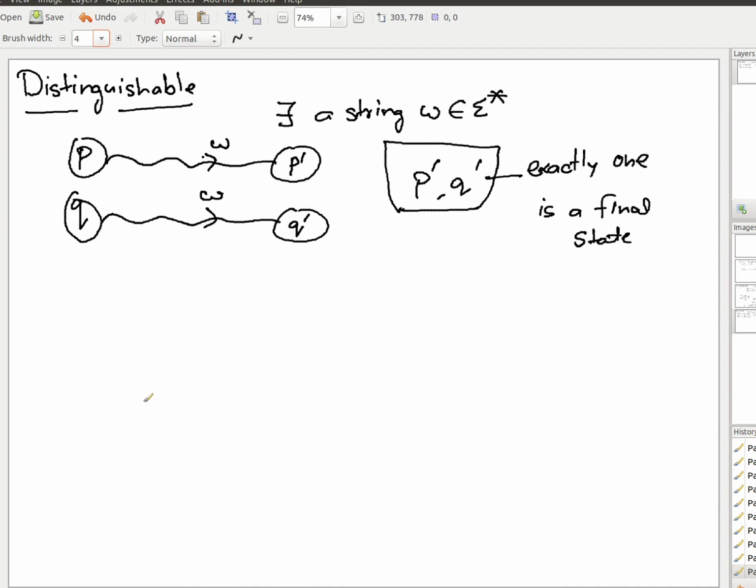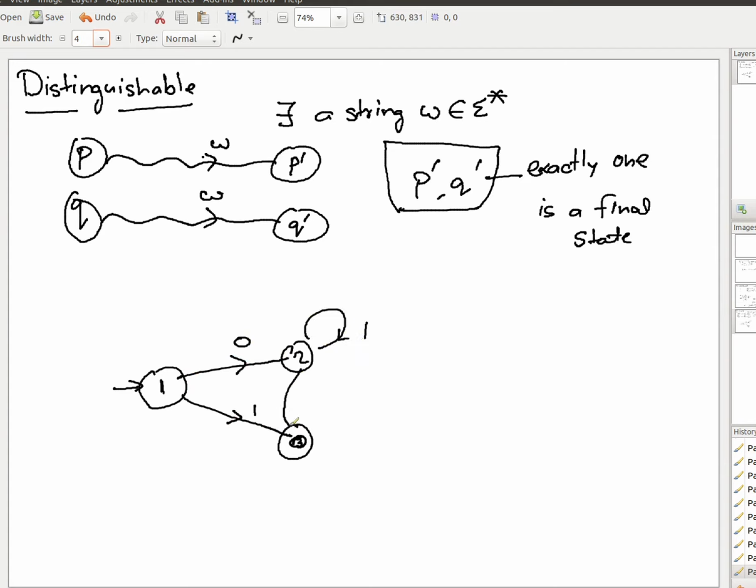So, let us take one example here. This is a small machine. This is state 2, and this is, let us say, state number 3. There is an arrow going from 1 to 2 with 0. There is an arrow going from 1 to 3 at 1. State 2 has a self transition at 1. For 0 it goes to 3, and 3 for 0 goes back to 2, and 3 has a self transition for 1. So, this is a DFA, as you can see.